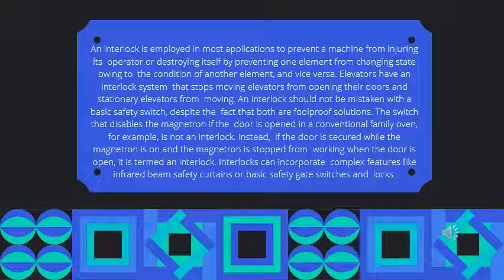An interlock should not be mistaken for a basic safety switch, despite the fact that both are foolproof solutions. The switch that disables the magnetron if the door is open in a conventional family oven, for example, is not an interlock. Instead, if the door is secured while the magnetron is on and the magnetron is stopped from working when the door is open, it is termed an interlock. Interlocks can incorporate complex features like infrared beam safety curtains or basic safety gate switches and locks.